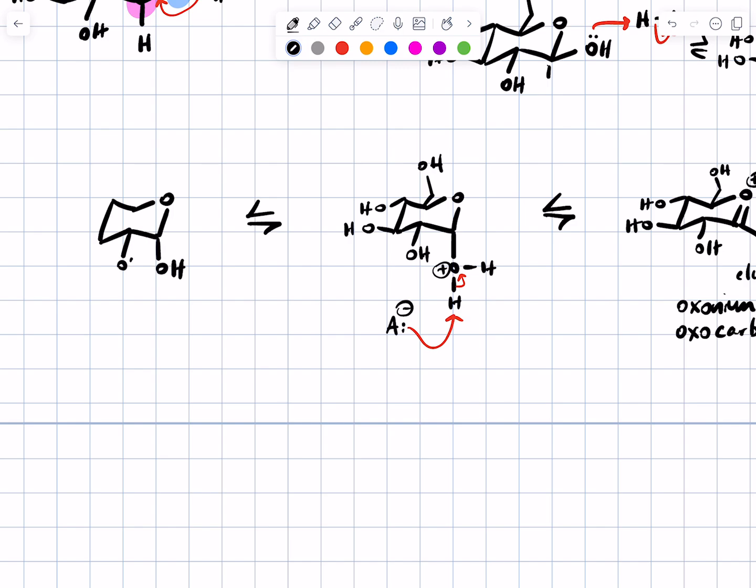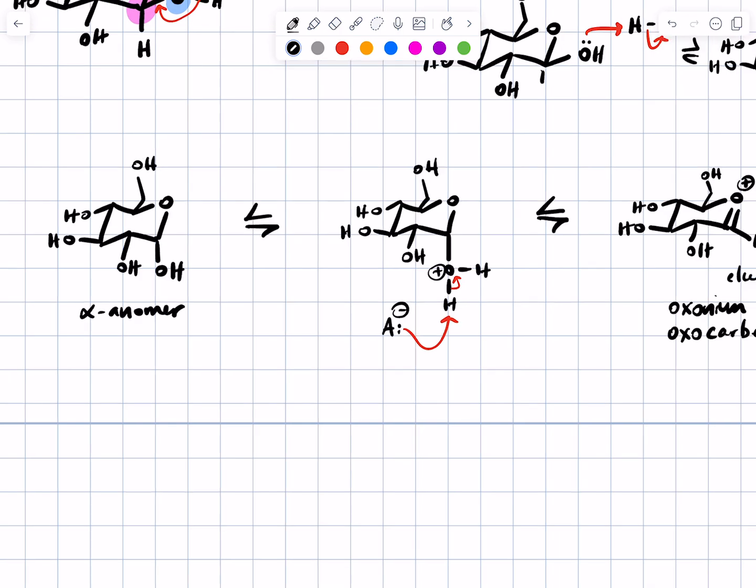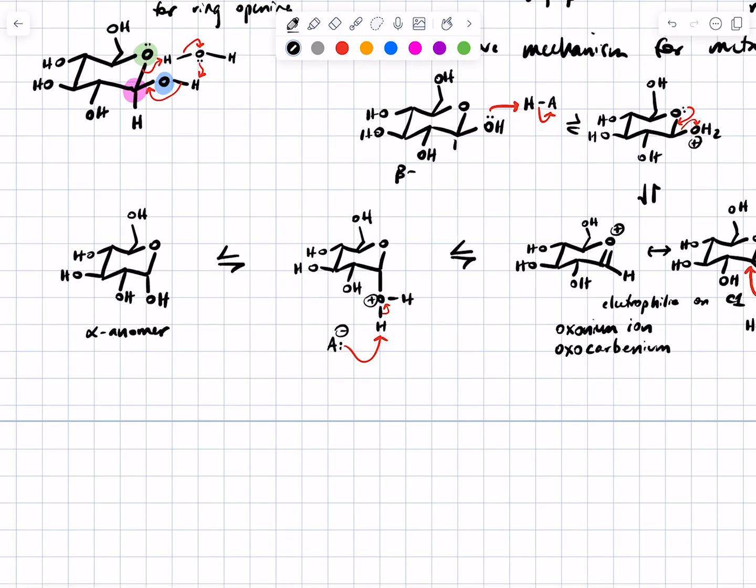So two different mechanisms. I don't actually know which one is the most operative one in aqueous solution, but both are valid ways for interconverting the beta anomer and the alpha anomer. Right.